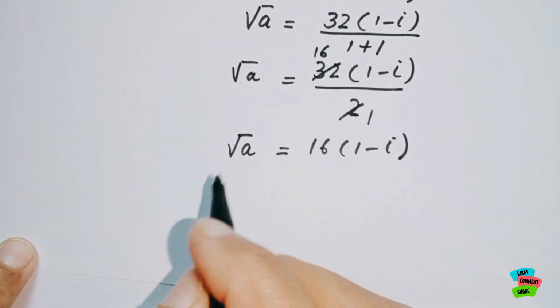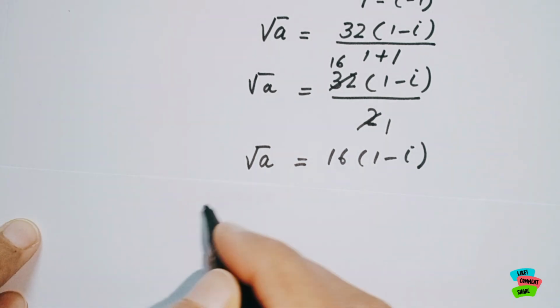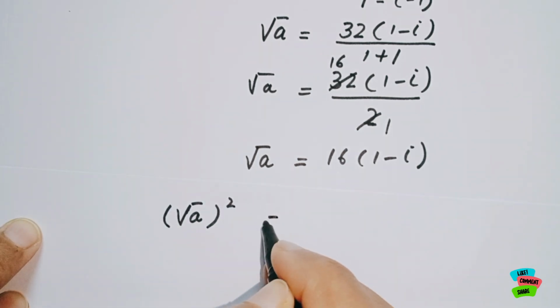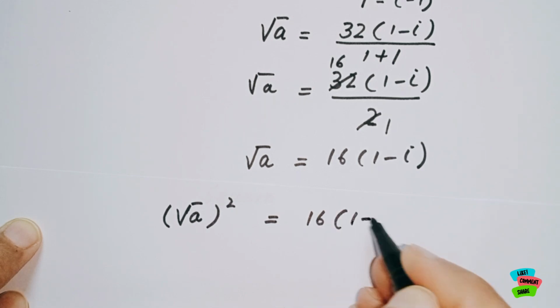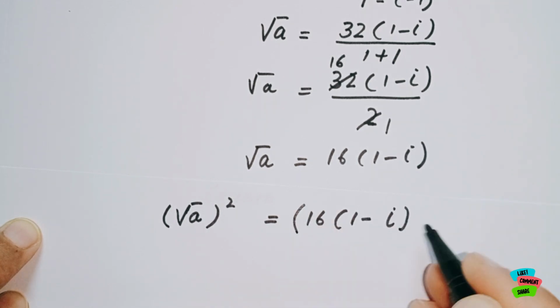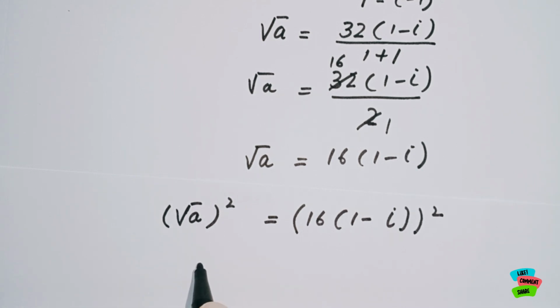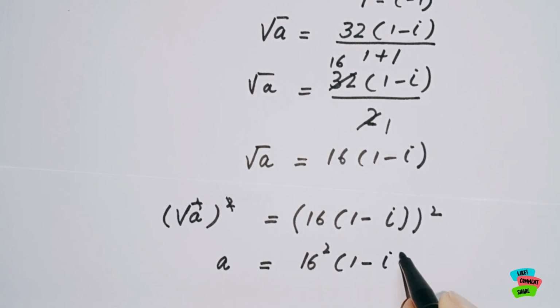Now we will square both sides. Taking the square of both sides, square root a whole square is equal to 16 times 1 minus i whole square. Here the square will cancel out with the square root. We will get a is equal to 16 square times 1 minus i square.